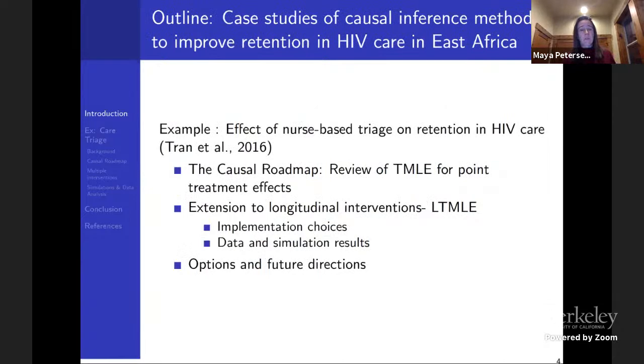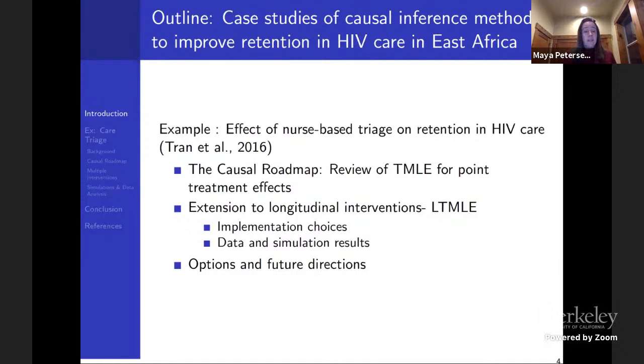So that brings me to what I will use as a running case study in this talk. This is an example looking at the effect of nurse-based triage, so triage of care for patients who are clinically stable from doctors to nurses, and how that impacts whether or not patients with HIV are able to stay in HIV care. So we're going to use this first to just review the causal roadmap for a point treatment effect. And you may have thought you've heard enough about that by now, but I think it's worth doing because it really lets us build the ingredients for the longitudinal questions that we want to ask.